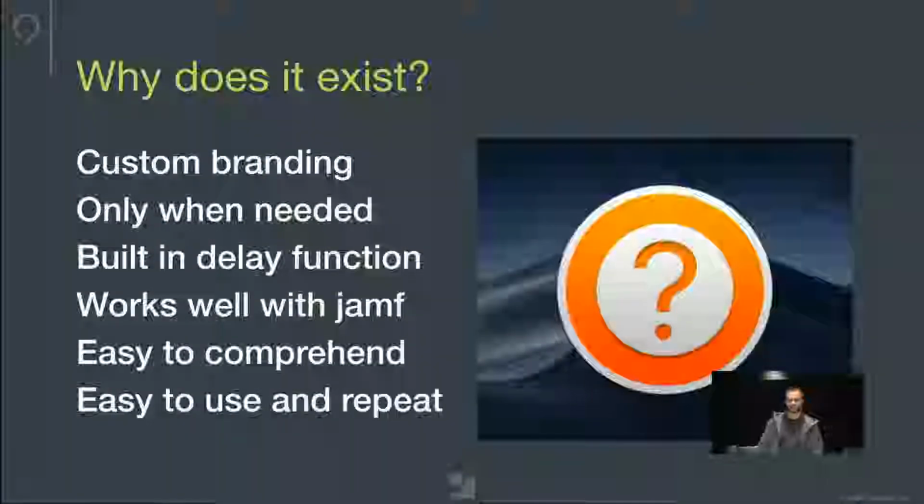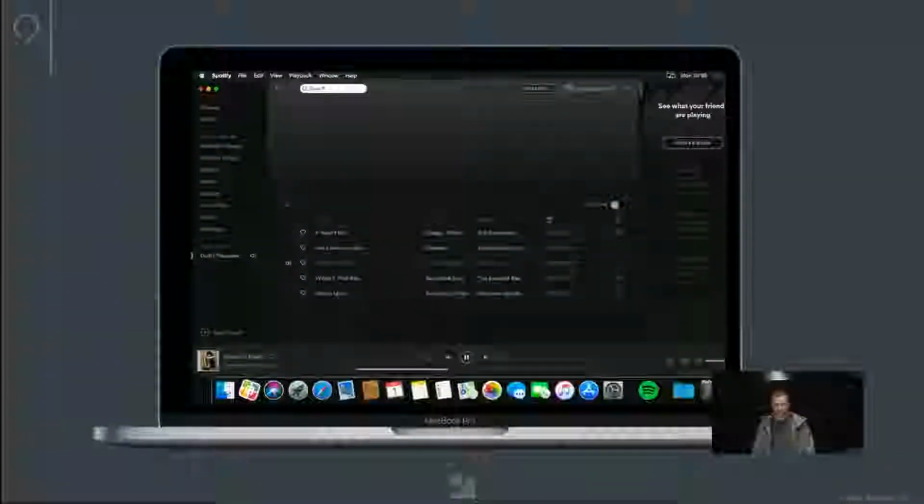So why does it exist? Well, at every JNUC, in the YouTube videos I've watched of JNUC, the JNUC I was at last year, and even this year, it's all about creating a custom branded, trusted experience for your users, and more so, your work colleagues. Creating something that's easy to understand, that's helpful, and works well with Jamf. That was the most important for me. It also has a built-in delay function, which actually has 3 functions, and I'll go into those a little bit later. So let's watch a demo.